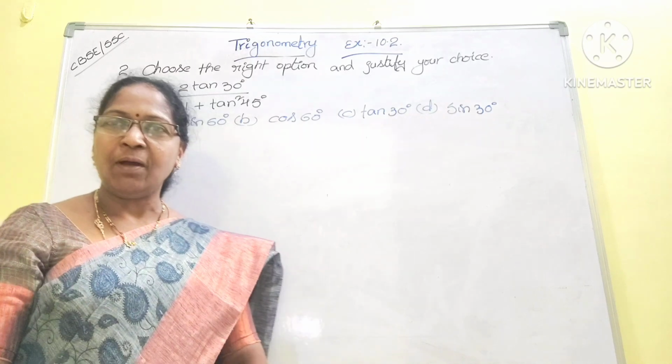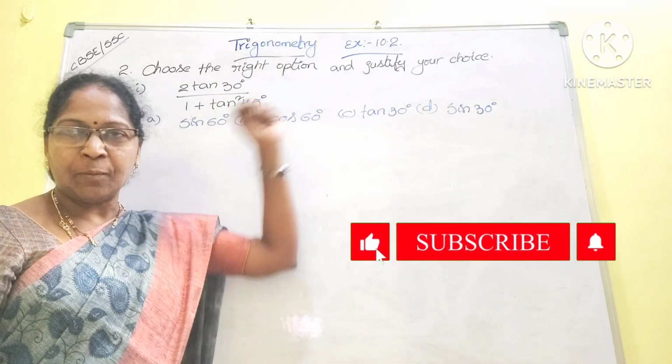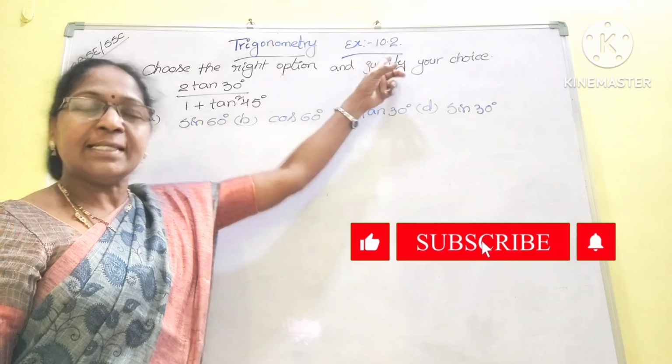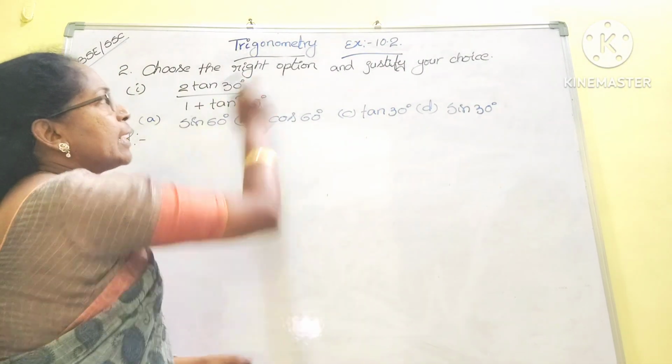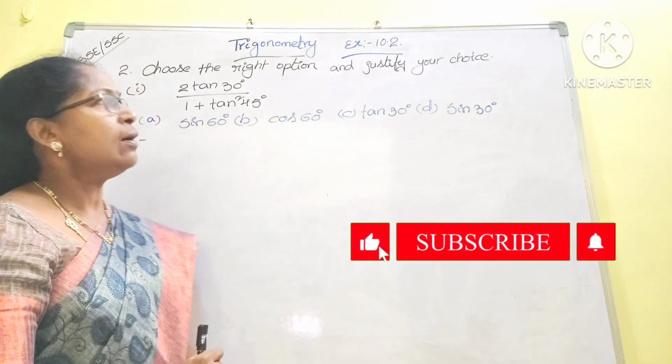Today in this video, I am going to explain that trigonometry chapter. In exercise number 10.2, second bit, first one. What is that? Choose the right option and justify your choice.